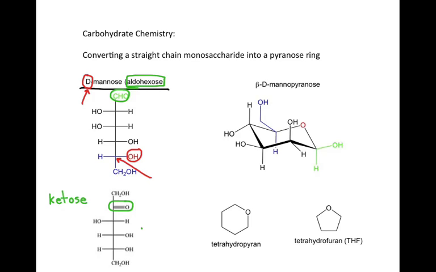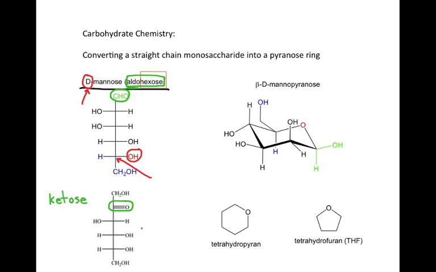The next thing we're going to really look at is this term hexose, and that's pretty simple. The hex just represents the number of carbon atoms that you have. So if we look in this example, we have 1, 2, 3, 4, 5, 6. So this structure here, which is called D-mannose, is an aldehexose. It's an aldehyde, and it has 6 carbons.